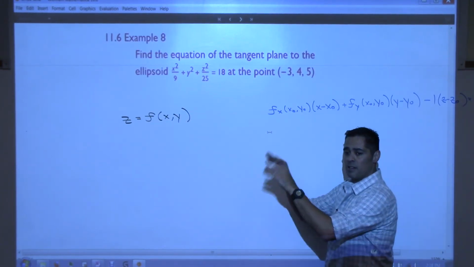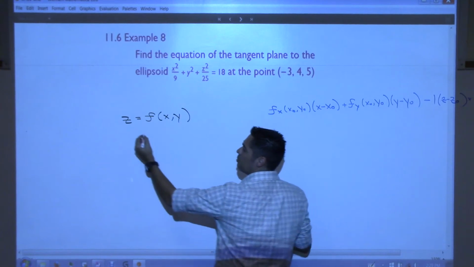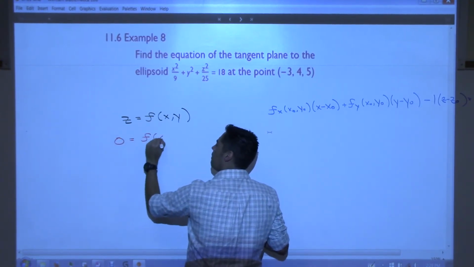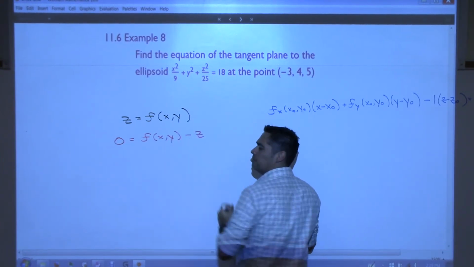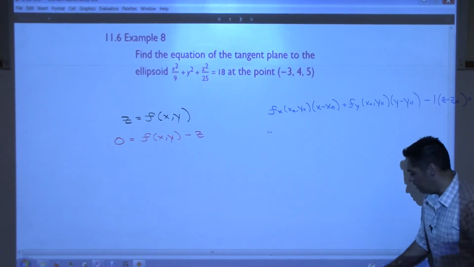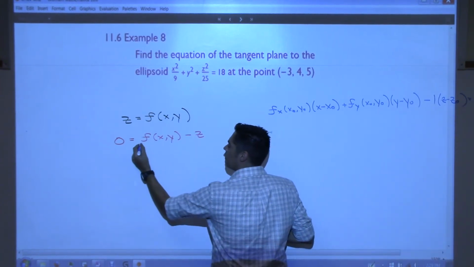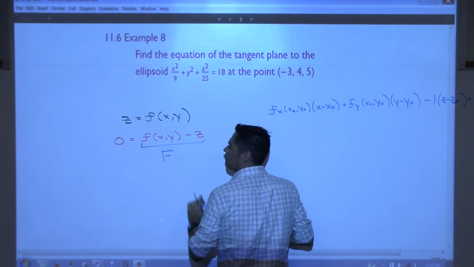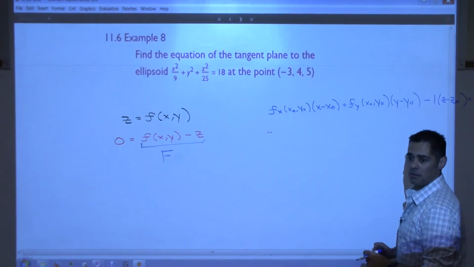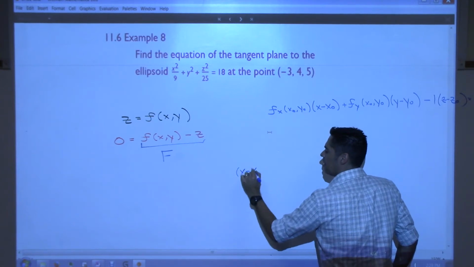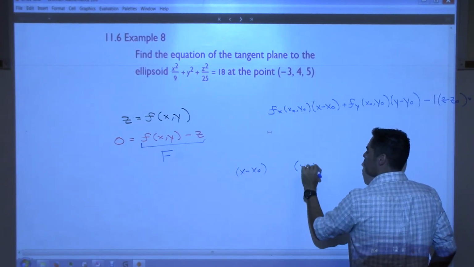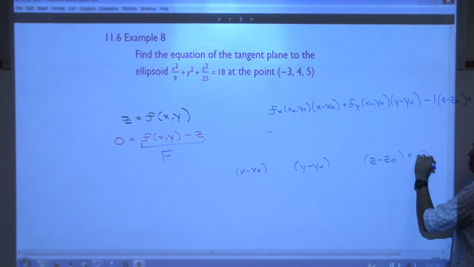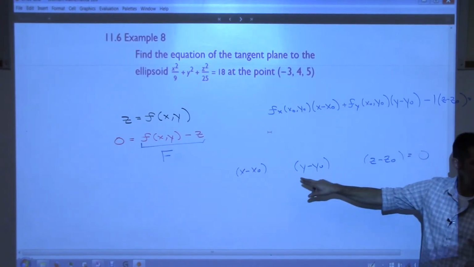So what I'm going to do is move everything to one side first. I'm going to bring the z this way. So this is 0 equals f of x, y minus z. This right side is capital F. According to the formula, x minus x naught, I know. Y minus y naught, I know. Z minus z naught, I know, equals 0. I just have to figure out what these pieces are.